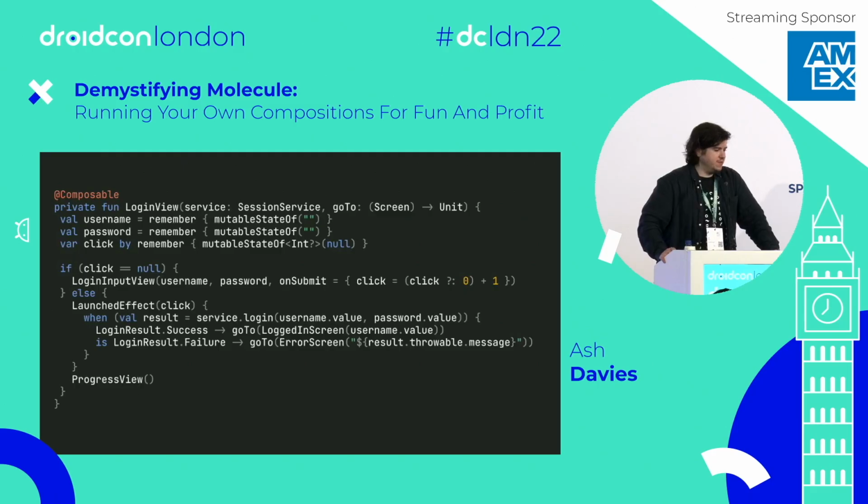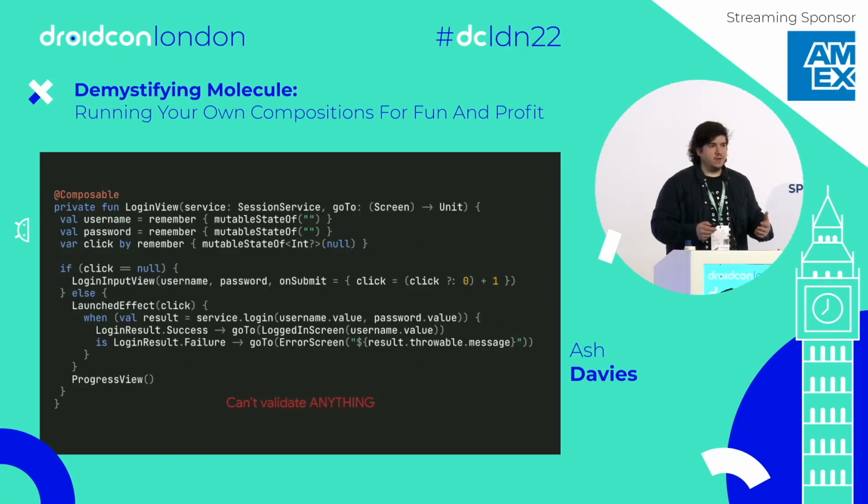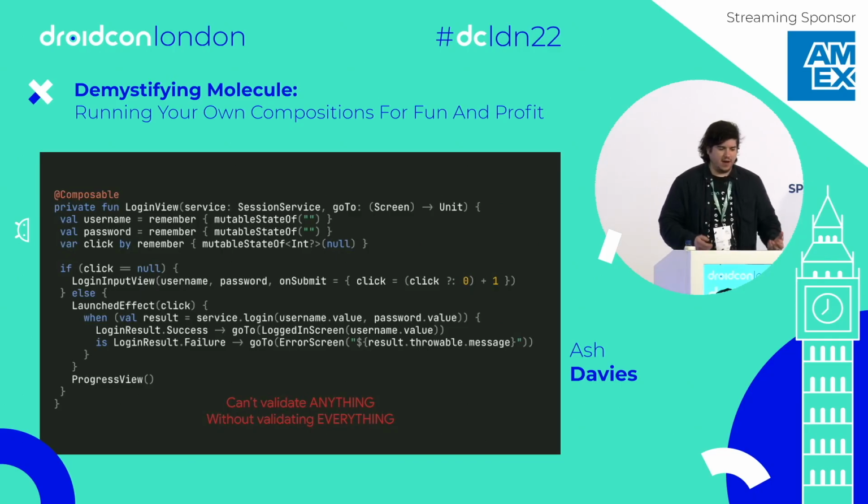Now, it's really difficult to test this behavior because, well, in order to actually get a result from this, you have to execute everything. So you can't actually validate anything without executing everything. So you've got all sorts of individual behaviors that you can't actually test properly.